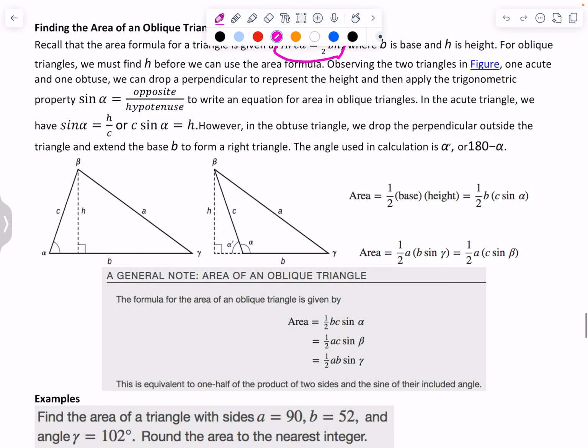All right, so take a look at the triangle over here to the left. If I needed to find h, I could do sine of alpha equals h over c. And if I solve for h, I get c times sine of alpha. So that's what they did over here. They did base is b, that's the bottom of this triangle, and then they replaced the height with what you and I just came up with. And it's the same for the other one.